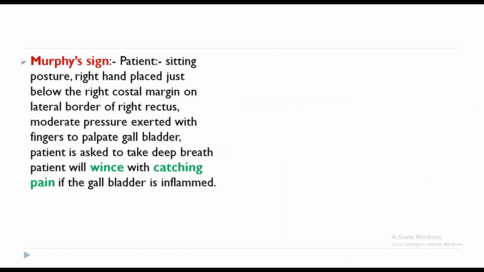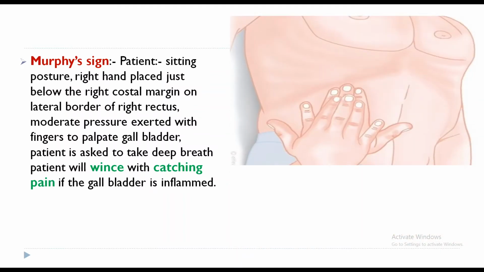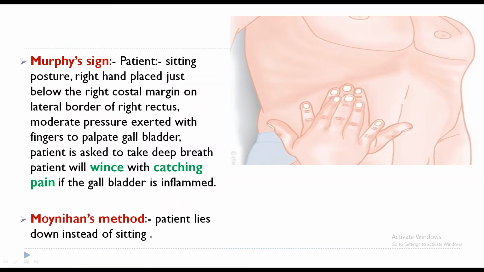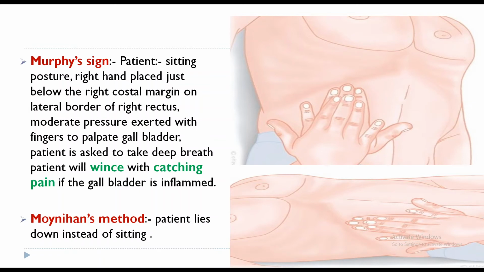One most important sign in this is Murphy's sign, which is done when the patient is in sitting position. The right hand is placed just below the right costal margin on the lateral border of the right rectus. Moderate pressure is exerted with fingers to palpate the gallbladder, and the patient is asked to take a deep breath. The patient will wince with catching pain if the gallbladder is inflamed. Now, if it is done in supine position, it is called Moynihan's method.